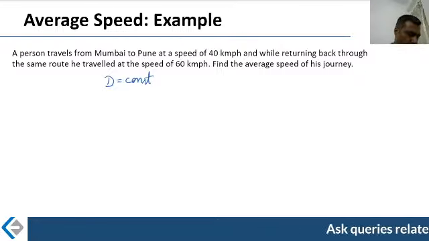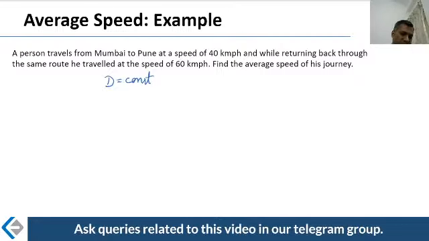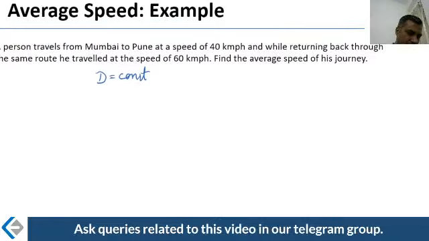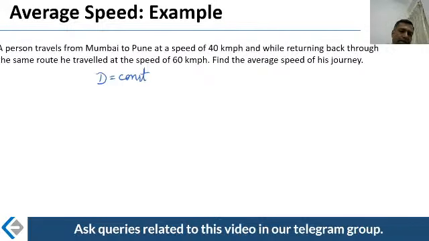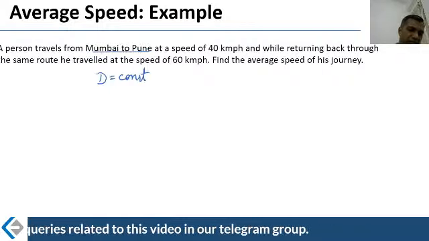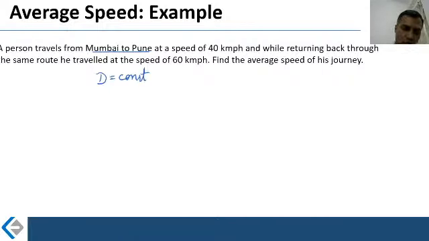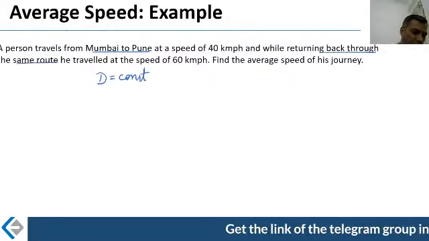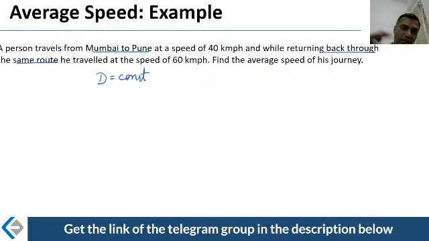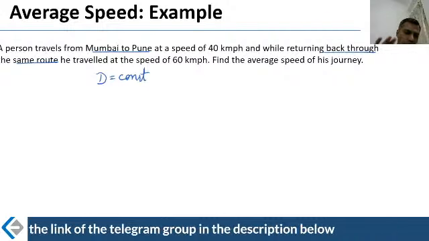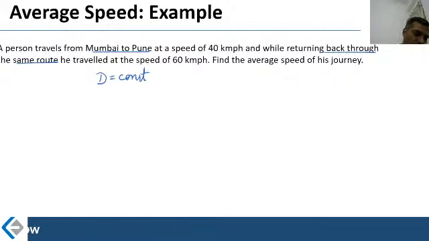But in this question, he's adding another element. What is he trying to say? Distance is constant, because they are traveling from Mumbai to Pune and the person returned through the same route. Which means, in addition to whatever you understood about average speed, another point gets added: distance is constant as well.